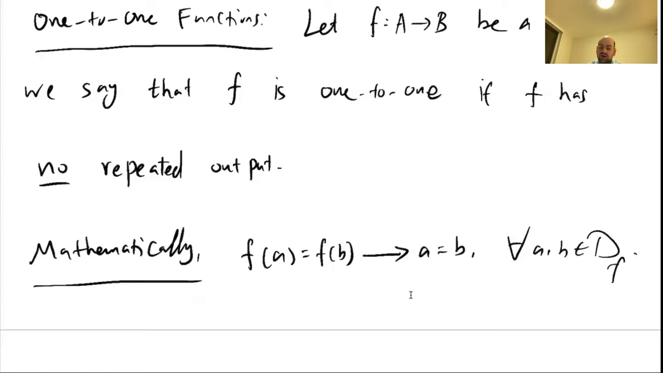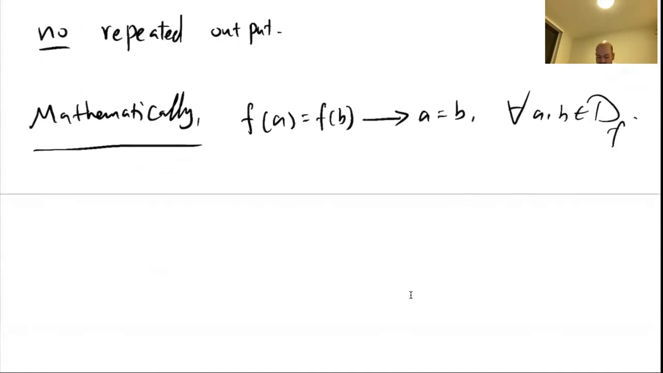Because if the inputs are not equal but the outputs are equal, that means you have a repeated output. Like student number 1 and student number 10, they are different people, different inputs, but their outputs are equal. Both are 160 centimeters, and then I will not have a one-to-one function. If you want a one-to-one function, whenever two outputs are equal, the inputs must also be equal, because otherwise you would have a repeated output. So this is the mathematical definition of a one-to-one function.